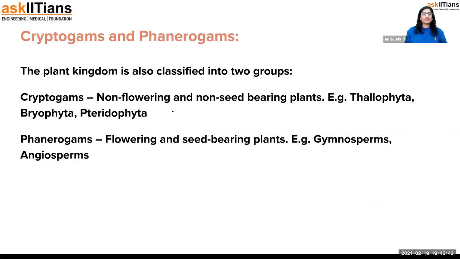So let me tell you another classification now. Another classification that you see was given by Eichler in 1883. There was a person, Eichler, who classified the plant kingdom into two categories, Cryptogamae and Phanerogamae, and he categorized it on the basis of these: the non-flowering plants and mainly the non-seed bearing. Flowering, you will not even be able to see in the gymnosperm. This is seed mainly. These are the non-seed bearing plants.